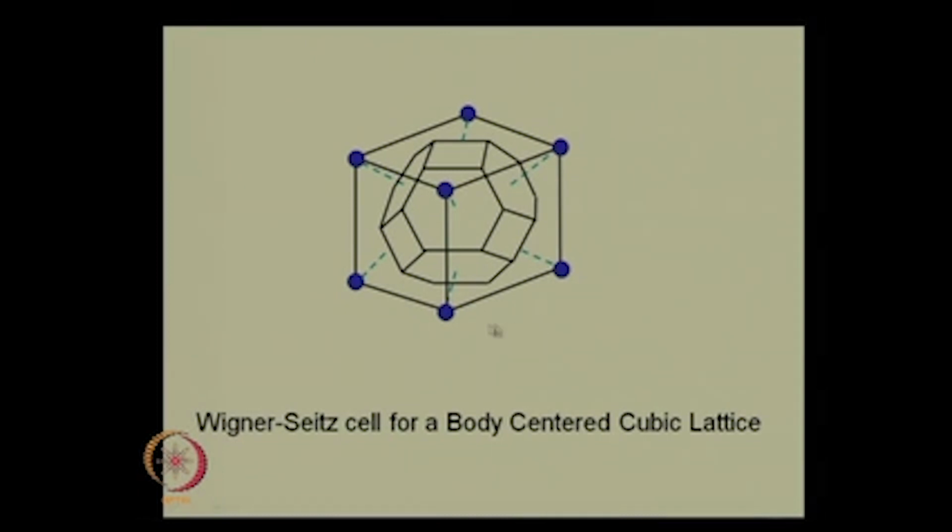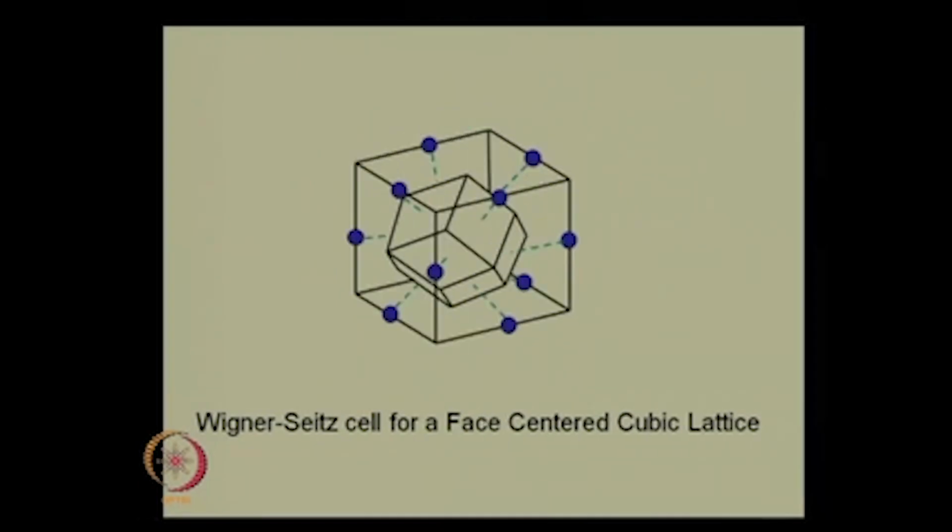So, this is all there is, and going by the definition of a Wigner-Seitz cell, this is the Wigner-Seitz cell for a body centered cubic lattice. We will now look at the Wigner-Seitz cell for a face centered cubic lattice. Again, it is just a lattice, so we are not specifying whether this is in real space or reciprocal space. We will assume it is in real space.